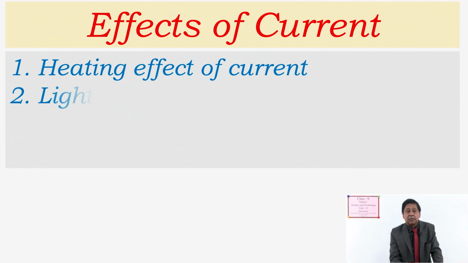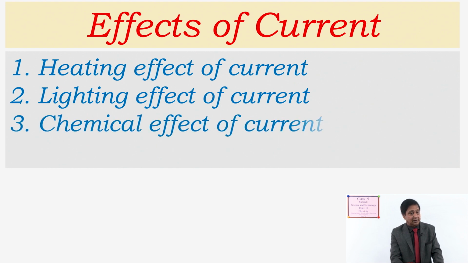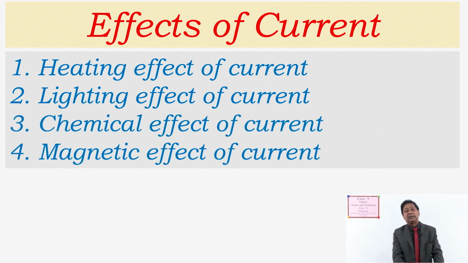But before starting all this, at first we have to understand the effects of current. There is not only the heating effect of current, there are other effects of current also. That's why I am going to tell you what the effects of current are. First, heating effect of current. Second, lighting effect of current. Third, chemical effect of current, and fourth, magnetic effect of current. There are four basic types of effect of current: heating effect, lighting effect, chemical effect and magnetic effect.